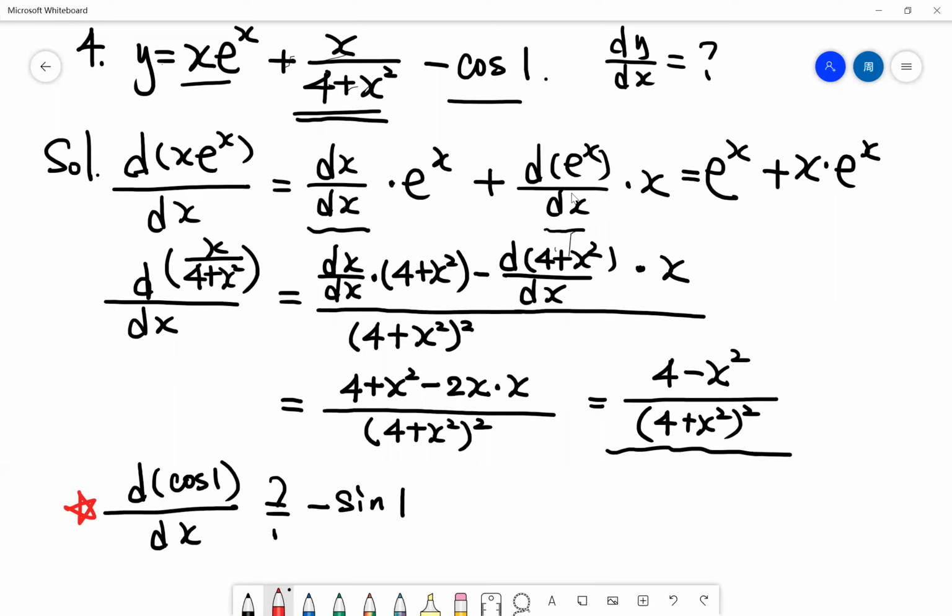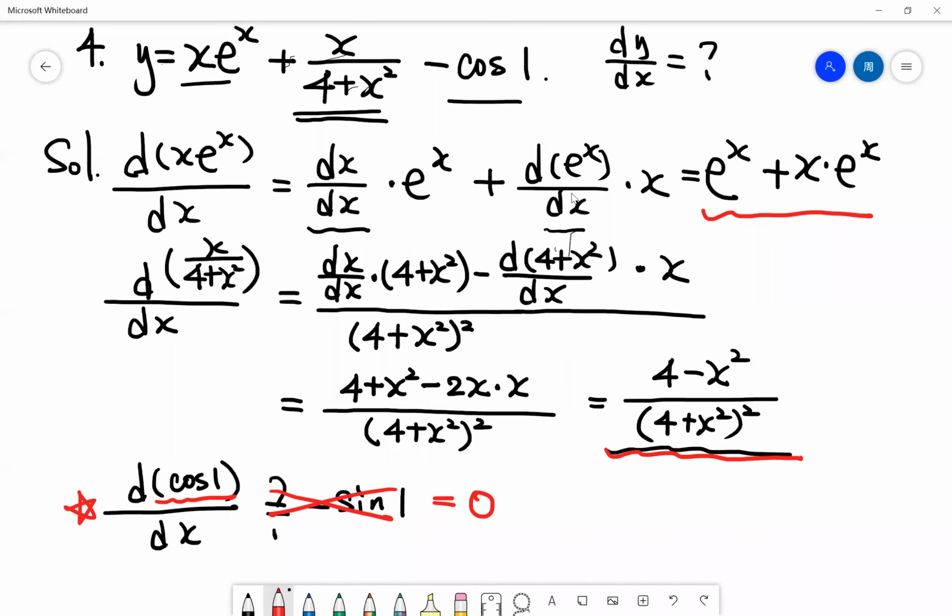Pay attention here, cosine 1 is a constant, right? It's a value, it's not a function. So d cosine 1 by dx should not be equal to minus sine 1. That should be 0.